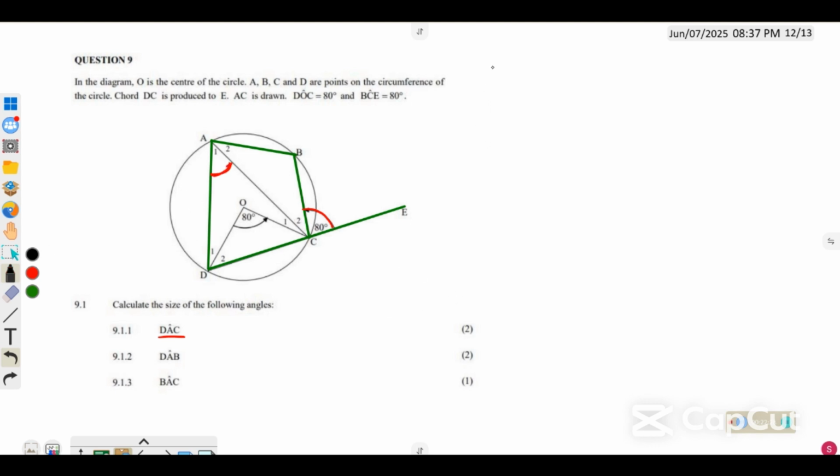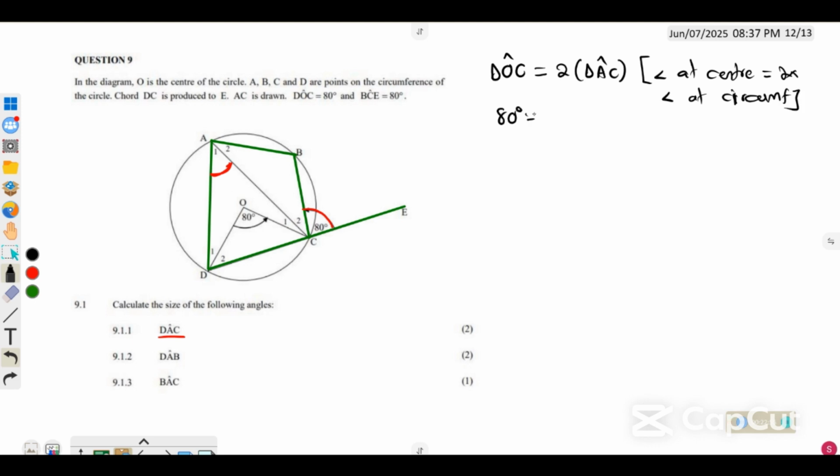But if you look at this, you will see that the angle DOC, which is at the center, is twice angle A1 by default. It's twice the angle DAC, which is at the circumference. Why is that? The angle at center equals 2 times the angle at circumference. Do we have DOC? Yes, we do. This is 80 degrees, which is twice DAC. So by default, the angle DAC that they are looking for is equal to 40 degrees.